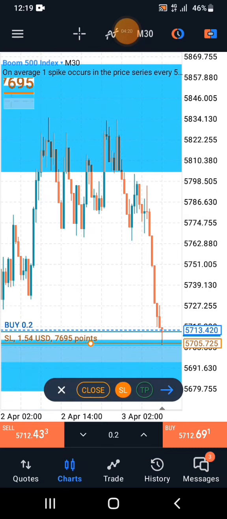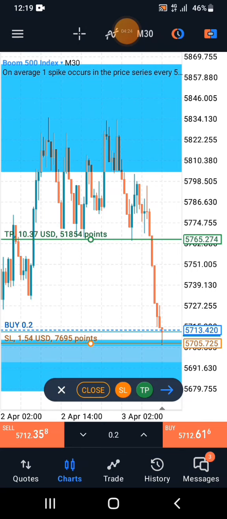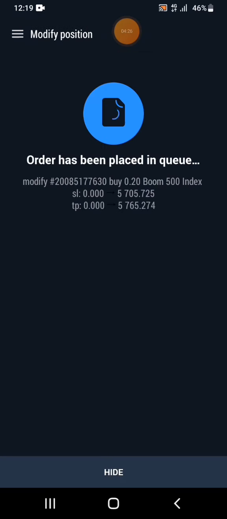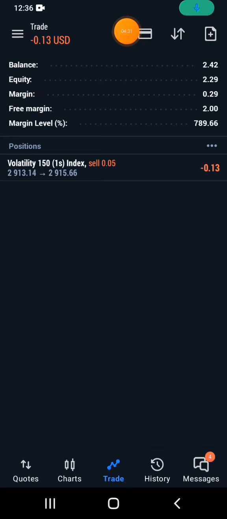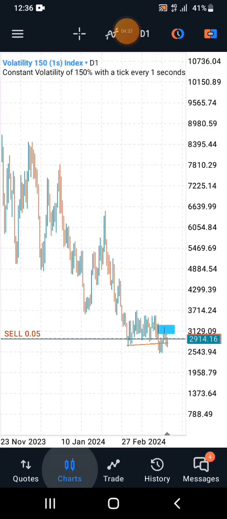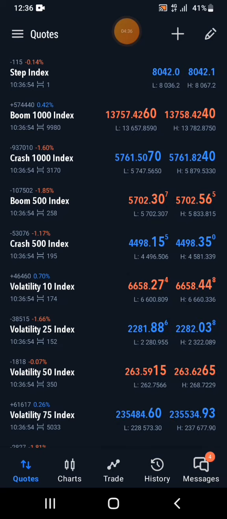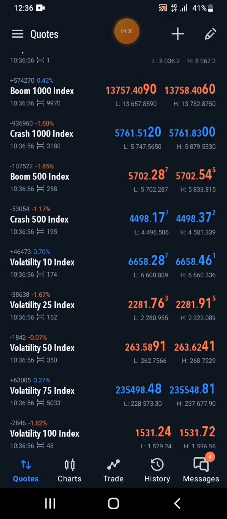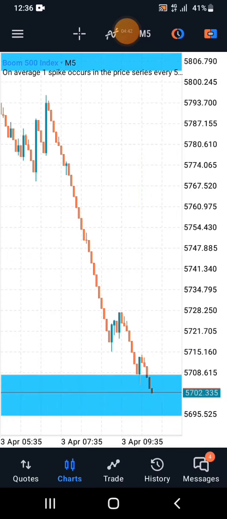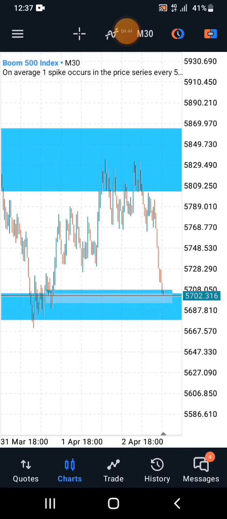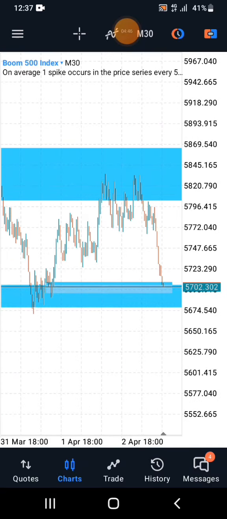Stop loss around $1 or something. TP probably 10, but less. So let's see how the market is gonna play out. We have been stopped out of Boom 500. So you can see it did not spike yet, but obviously it will spike soon, but we cannot get in no more because we are stopped out.